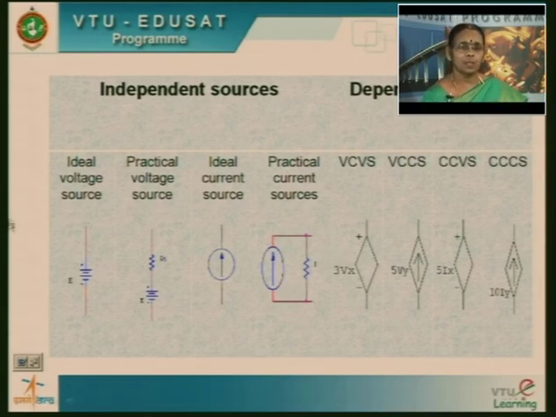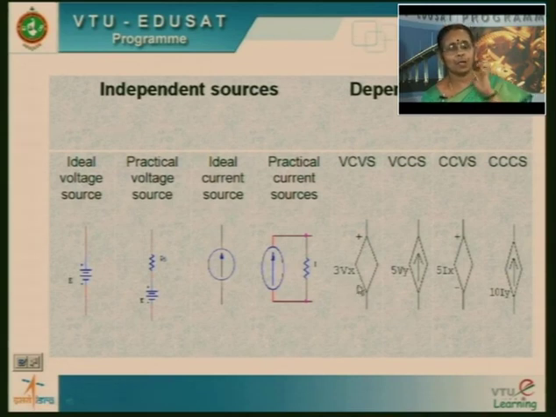Then we have the dependent source. The output of such sources depends on certain parameters, maybe voltage or current. Depending upon which particular parameter it depends on, it is once again classified as voltage controlled or current controlled. So voltage controlled voltage source, current controlled voltage source, or current source. That's what we are going to have here. For the voltage controlled voltage source, the representation is generally a diamond shape with plus and minus signs, and you can observe here it is 3Vx.